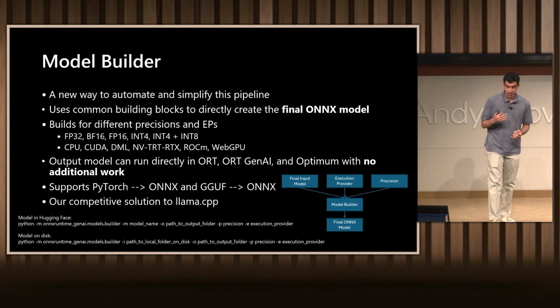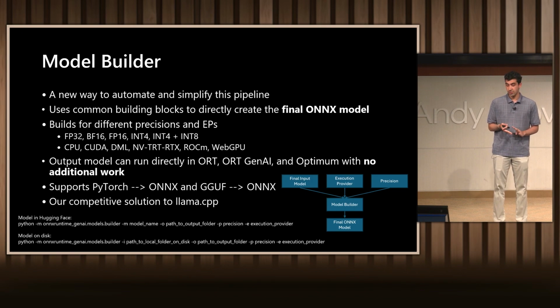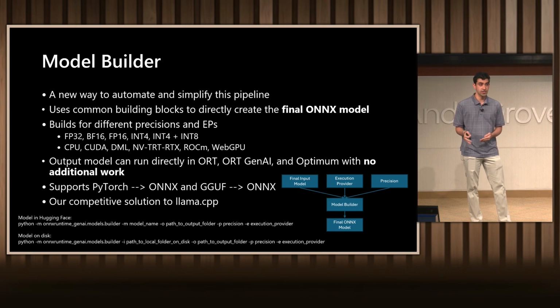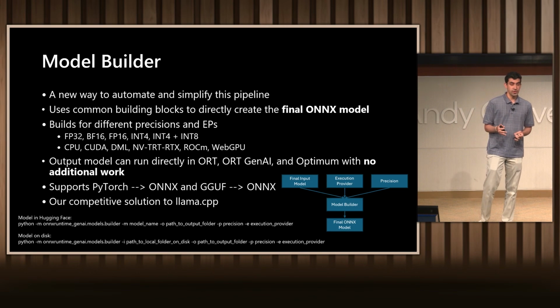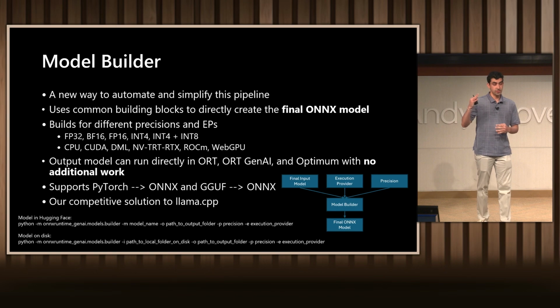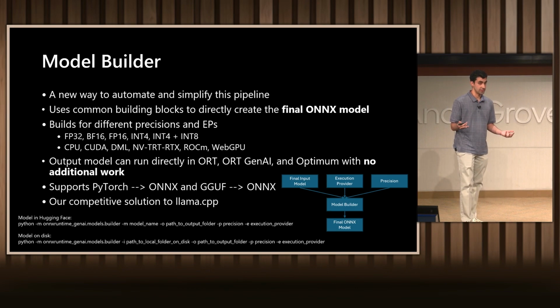The model builder supports a wide variety of inputs, so you can take in a full precision, half precision, quantized PyTorch model. We also support GGUF models, and we can convert those to their equivalent ONNX representations as well. And the way that the model builder is designed, we can extend the ability to use future different types of input models, such as, let's say, TensorFlow models, and easily onboard them to the model builder, because the model builder is treated almost like an IR, where as long as the input model is defined with certain class attributes, we can read those class attributes and then create the ONNX model accordingly. And so you can think of this as our competitive solution to llama.cpp.